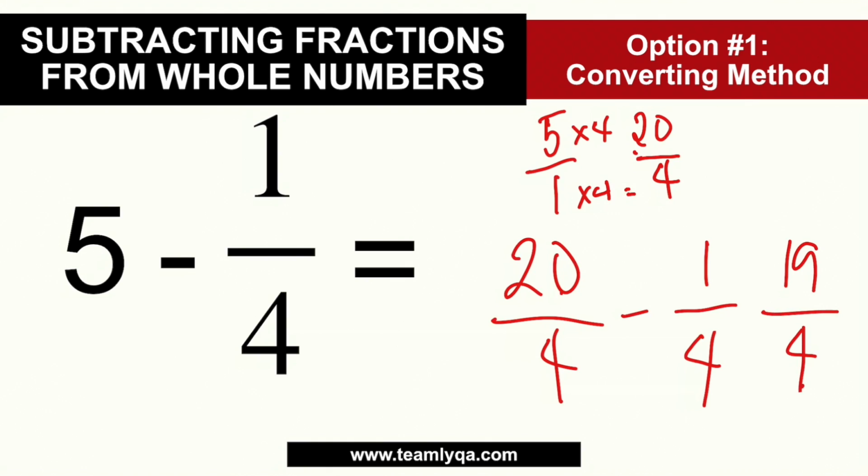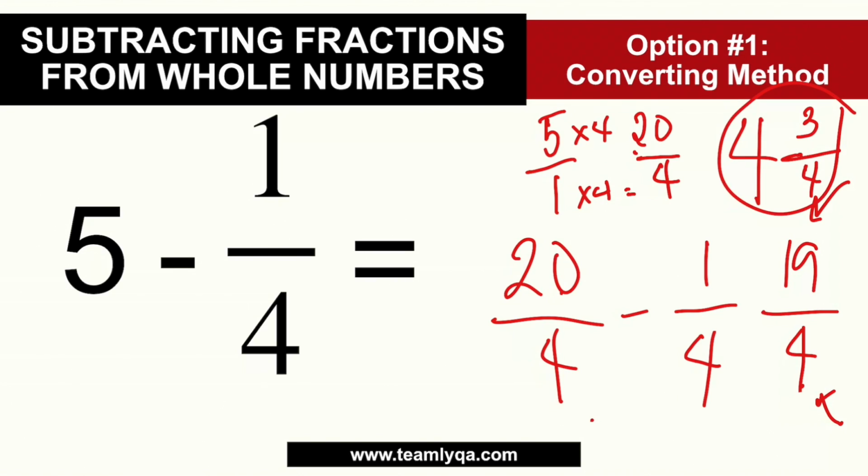But, dahil mas malaki yung number sa taas kaysa sa number sa baba, kailangan ko pa siya i-convert into mixed number. So, gagawin ko ngayon, yung 19, i-divide ko pa siya sa 4. Ilang 4 ang kasya sa 19? That would be 4. Tapos, yung remainder, which is 3, gagawin kong 3 over 4. Again, kung naiwan kayo sa process na ito, balikan nyo yung basics na video.